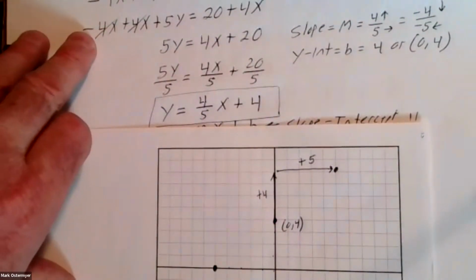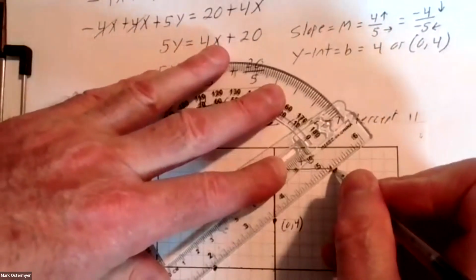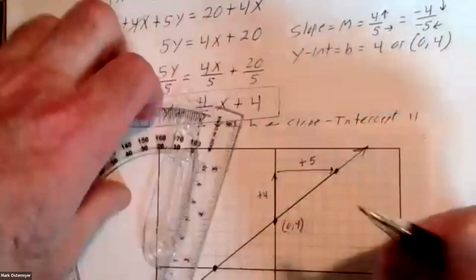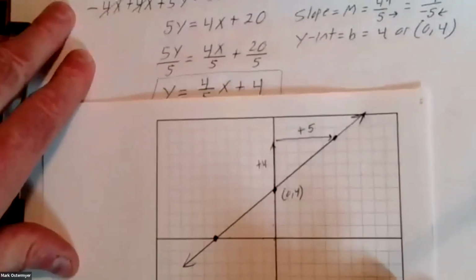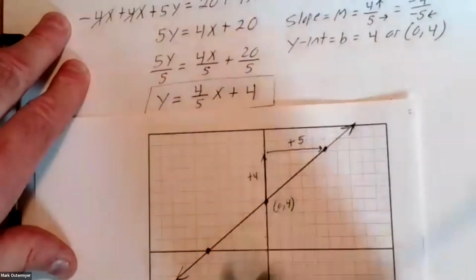Take a ruler, put a line through these points, and you have the graph of that linear equation. It's that simple. Make sure you put arrows at the end of the line. And there you go, ladies and gentlemen. That would be the graph of the equation y = 4/5 x + 4.